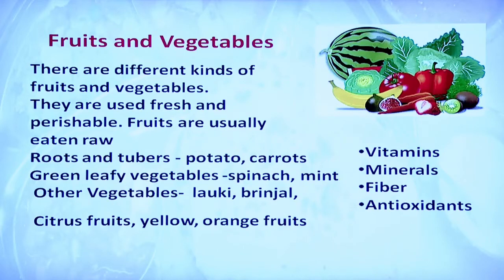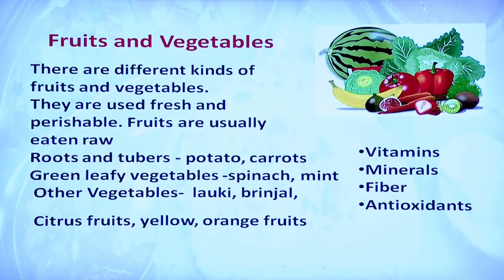There are different kinds of fruits and vegetables. Most of them are used fresh, they are perishable and cannot be stored for months together as cereals and pulses can. They can be stored for a few days only. They should be stored in a good environment.